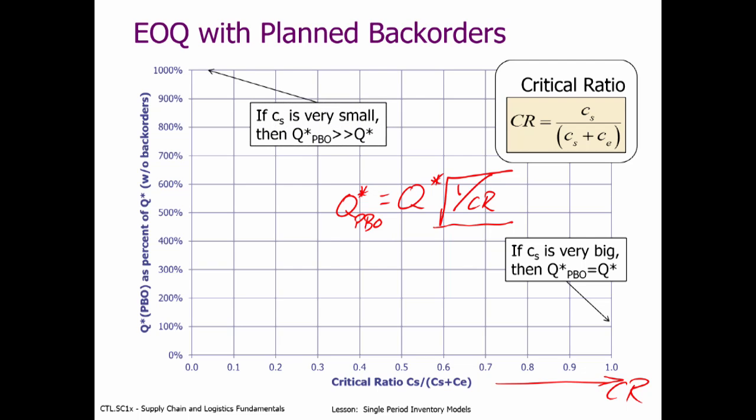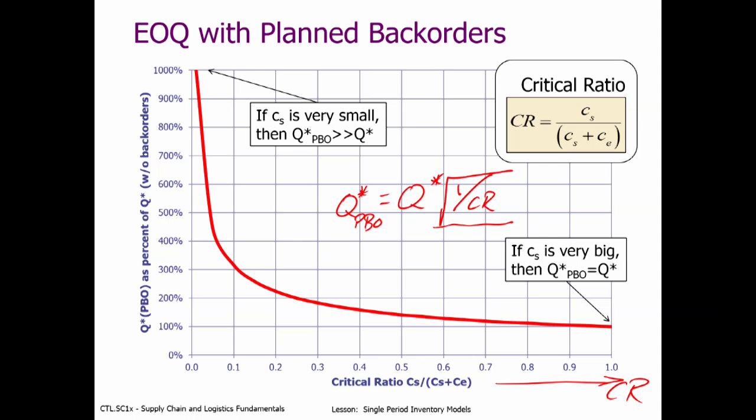At the other extreme, what if CS is very small? Well, then our Q star PBO will be very, very big. It'll be tremendously higher. It's essentially saying at the end of a year, I will place the order for all the demand that I had up to that year, because it costs next to nothing to stock out. So I'll order at the last possible time, and I'll order a very, very big amount.